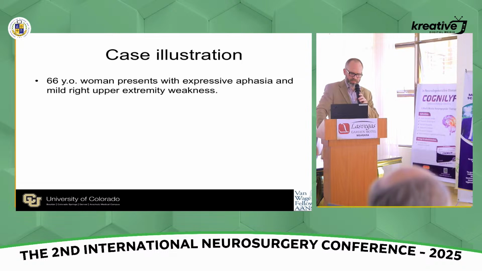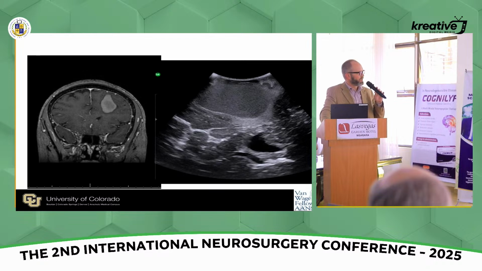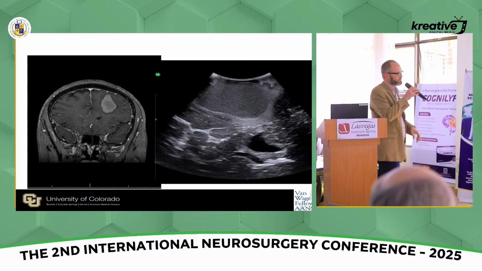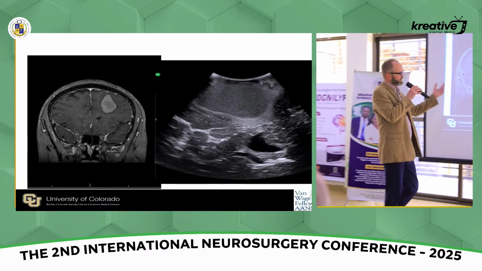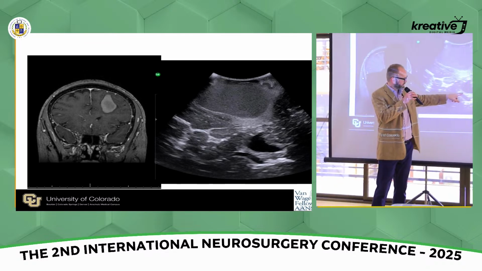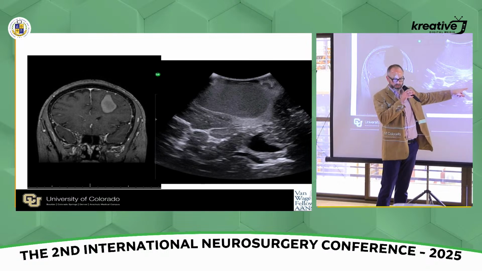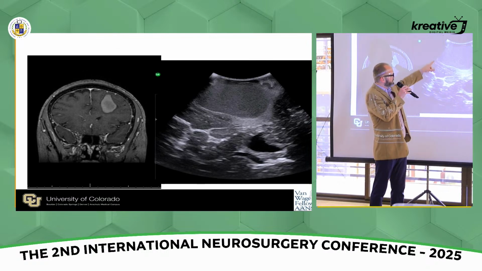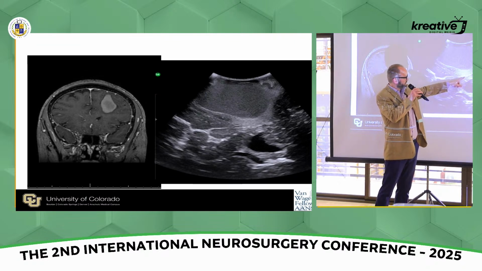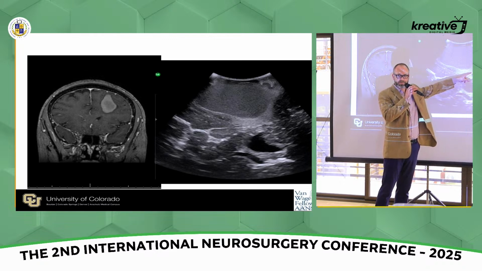I'll give a case illustration. This is a 66-year-old woman who had an expressive aphasia and mild right upper extremity weakness, and she had this lesion on MRI, which was non-enhancing and cystic. What you can see on the ultrasound image on the left, this is also a coronal view, but it's tipped on its side. So you see here, here's the interhemispheric fissure. These are the two lateral ventricles. And this is the lesion, which is on the left side. And here you can clearly see the capsule of the tumor.